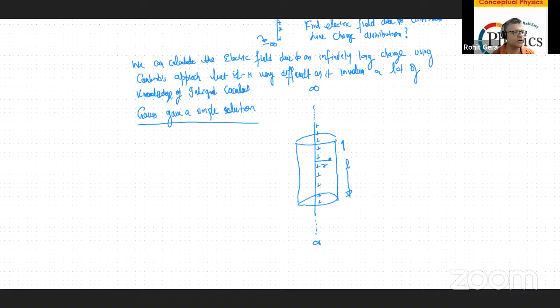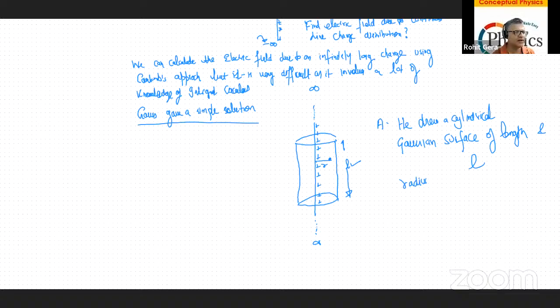So he started with what? He drew a cylindrical Gaussian surface of length L, which you see, and radius R, which is the radius at which you're supposed to find the electric field. The distance, this one. And then he said, now my question to you is, how many surfaces are there in a cylinder?